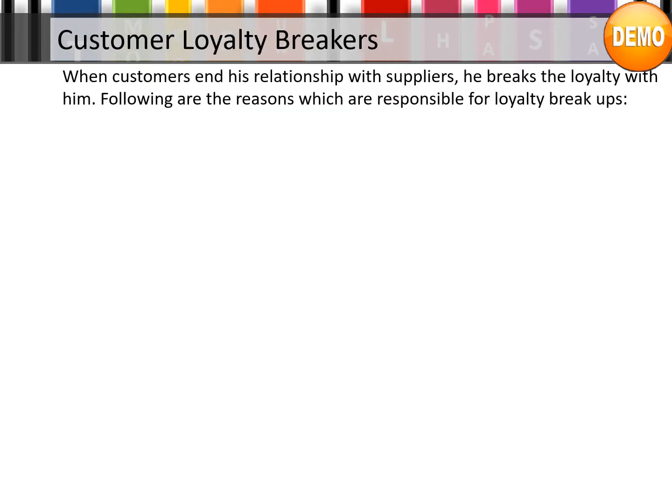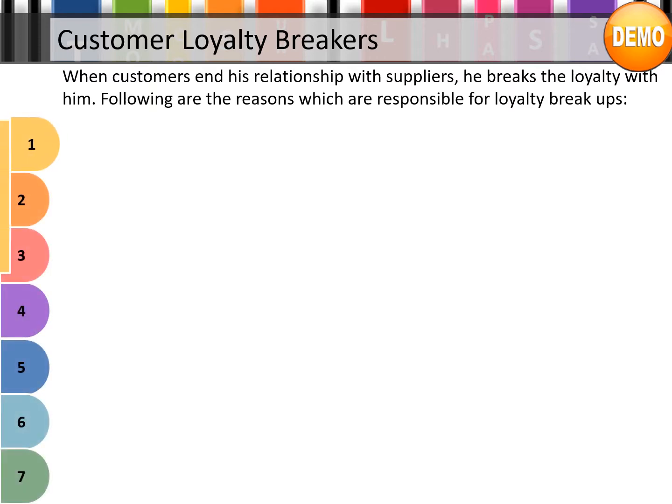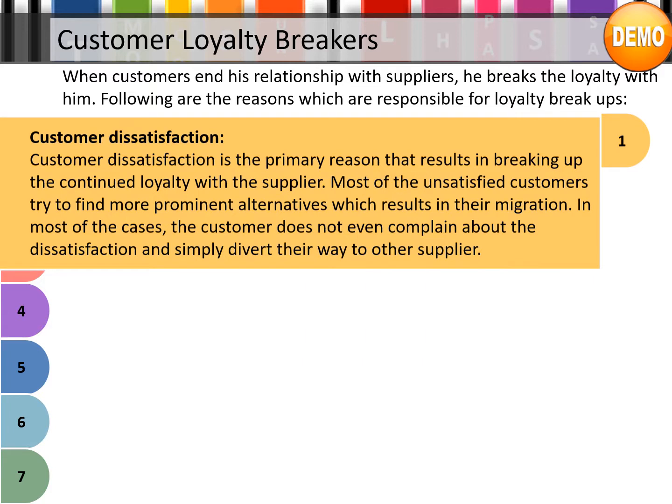Customer loyalty breakers. When customers end their relationship with suppliers, they break the loyalty with them. The following are the reasons which are responsible for loyalty breakups. Number 1, customer dissatisfaction. Customer dissatisfaction is the primary reason that results in breaking up the continued loyalty with the supplier. Most of the dissatisfied customers try to find more prominent alternatives, which results in their migration. In most of the cases, the customers do not complain about the dissatisfaction and simply divert their way to the other supplier.